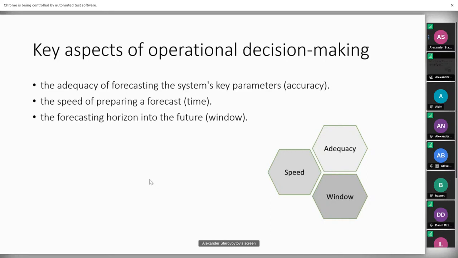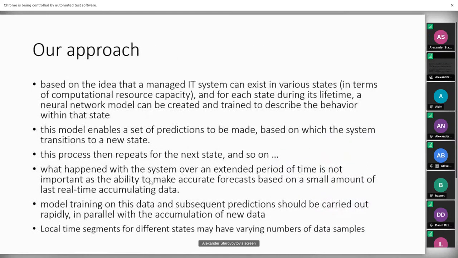Now, let's talk about our approach. Our approach is based on the idea that the managed IT system can exist in various states in terms of computational resources capacity. For each state during its lifetime, a neural network model can be created and trained to describe the behavior within that state. This model enables a set of predictions to be made, based on which the system transitions to a new state. This process then repeats for the next state and so on.